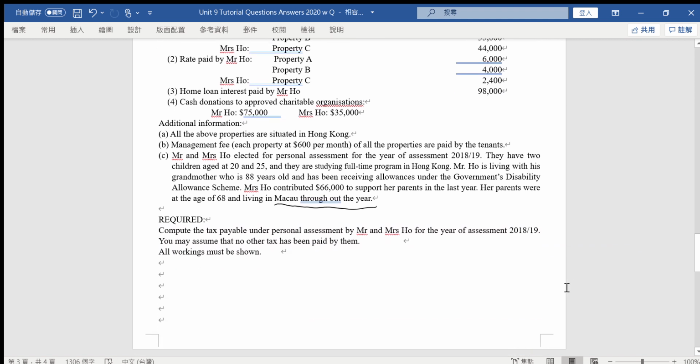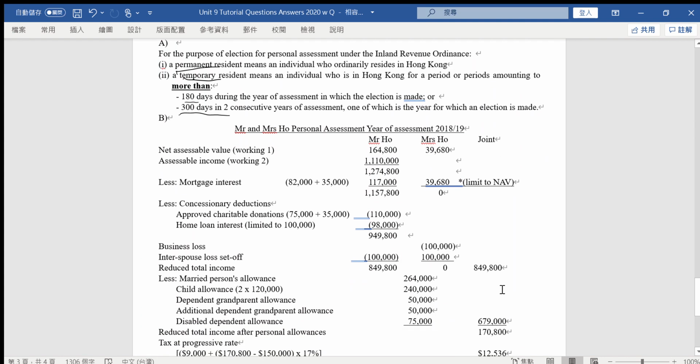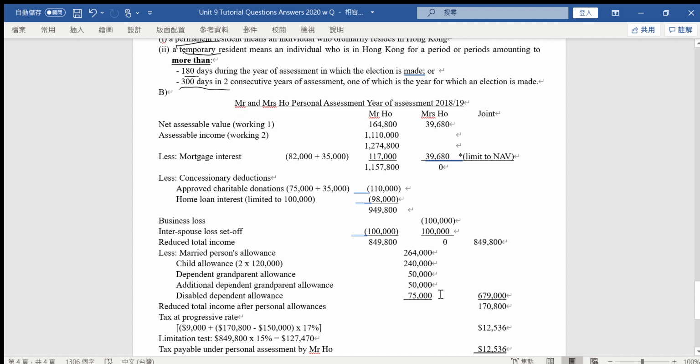Okay, then the question is asking you to work out this year of assessment for Mr. Ho and Mrs. Ho. Now we will go to the calculations. Now remember to write down on the top Mr. and Mrs. Ho personal assessment for the year of assessment 2018 and 19. Okay, we will construct a table with an individual column for Mr. Ho, Mrs. Ho, and then we will have the total.